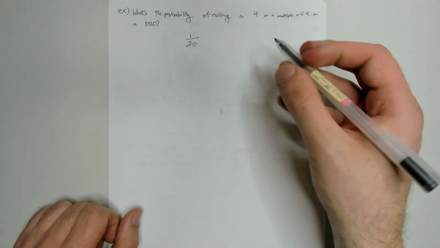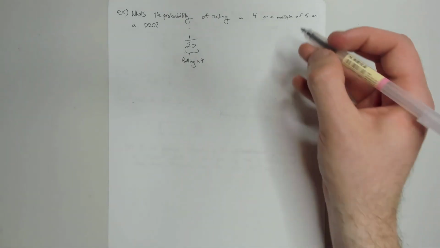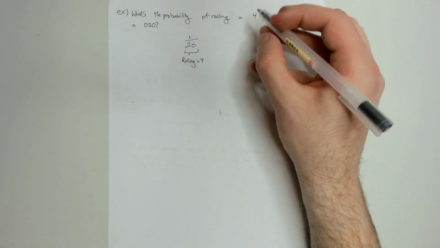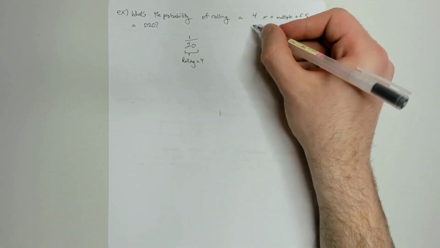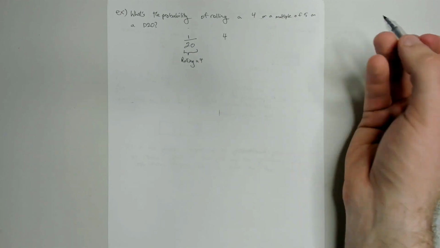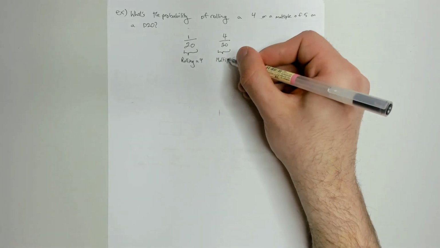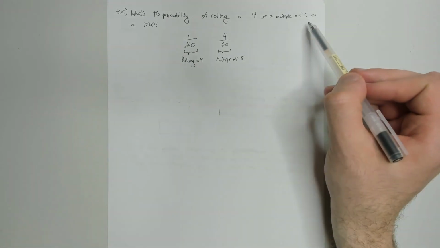So this is the probability of rolling a 4, because there's only one 4 out of the 20 possible sides on that dice. And for a multiple of 5, well, we know that we have 5, 10, 15, 20. There are 4 different multiples of 5 between 1 and 20 out of the 20 possible outcomes. We don't need it to be both, and in fact, it can't be both because 4 is mutually exclusive from a multiple of 5 because 4 is not a multiple of 5.